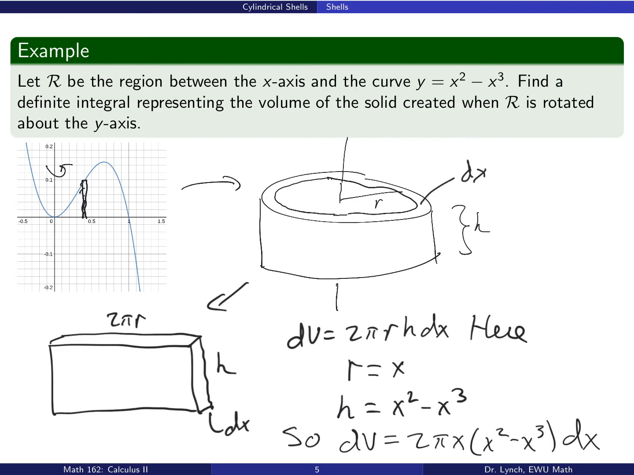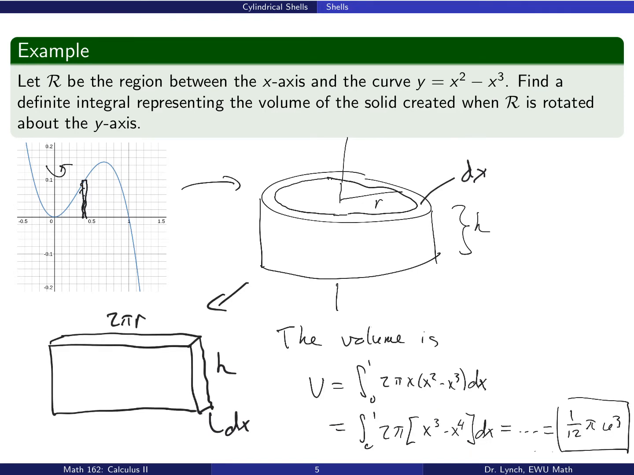Just like before, use the definite integral to add up all of these bits of volume on the interval from 0 to 1, and away we go. So that volume V is the integral from 0 to 1 of dV, and again dV is 2 pi x times the quantity x squared minus x cubed dx. Fundamental theorem of calculus, away we go, and a slight typo here. Evaluate at 0 and 1, and the volume ends up being 1/10 pi cubic units.